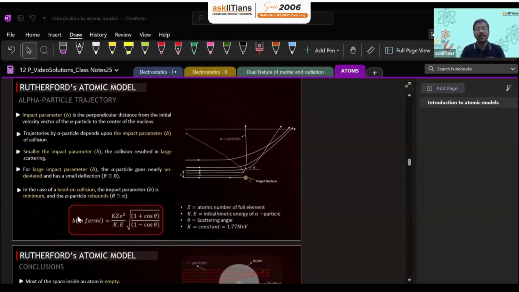Again, we will look at some of the terms regarding this alpha particle scattering experiment. First, let's look at a term called impact parameter. What do you mean by impact parameter?